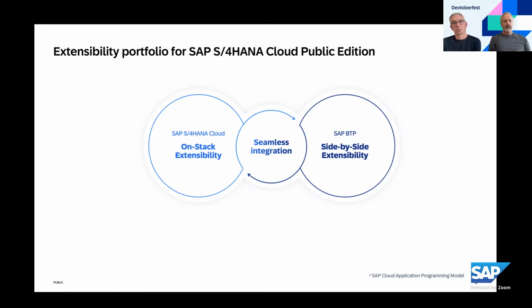The second misconception I sometimes hear is if you want to be clean core, then you have to do all your extensions on BTP. That's wrong as well. We provide both. We provide on-stack extensibility directly on SAP S/4HANA Cloud, and we provide extensibility side by side to the ERP on BTP. And the combination of both makes then a really rich extensibility portfolio. You can't do everything side by side. Some of the use cases, adding a field to a Fiori application of SAP, adding, for example, data into the SAP transaction shall be done on stack, and the combination of both is then the correct solution.